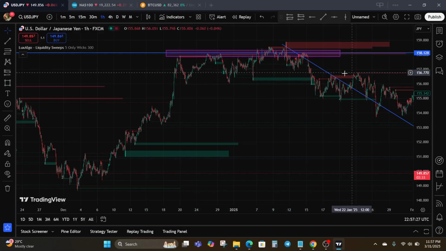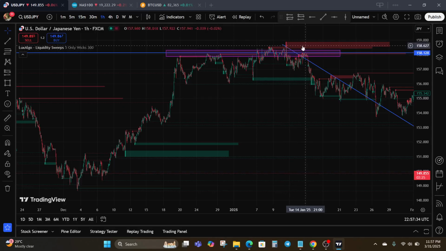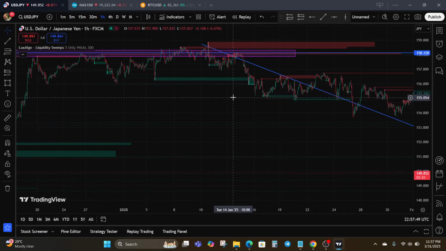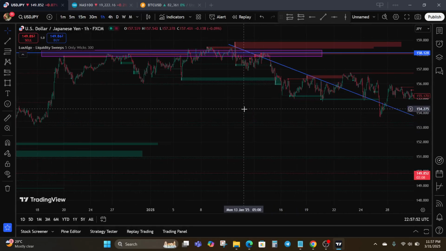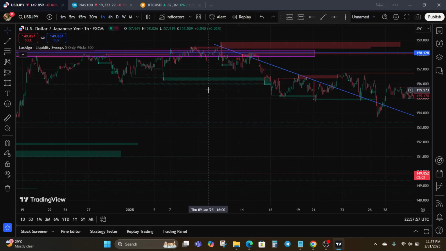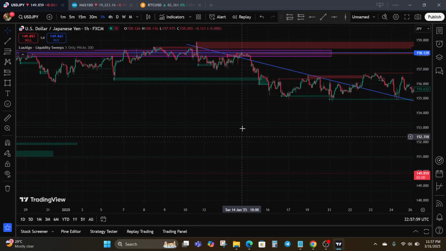Then you wait for the sweep, like what happened here, when price takes out these levels and the indicator marks a liquidity grab. Do not jump in immediately. Confirm the move. Use additional SMC tools like order blocks, fair value gaps, or BOS, break of structure, to confirm a valid trade setup. That's actually important. Then you can enter your trade if the sweep aligns with other confirmations.